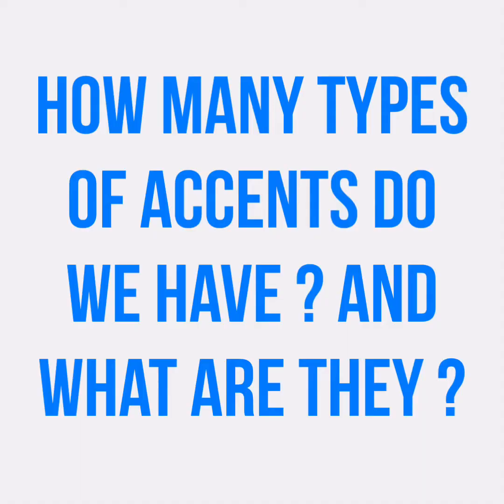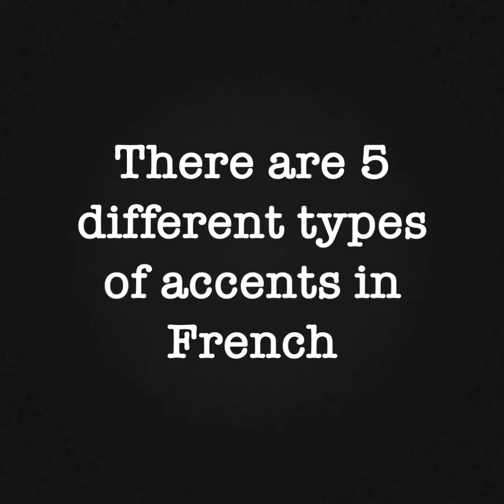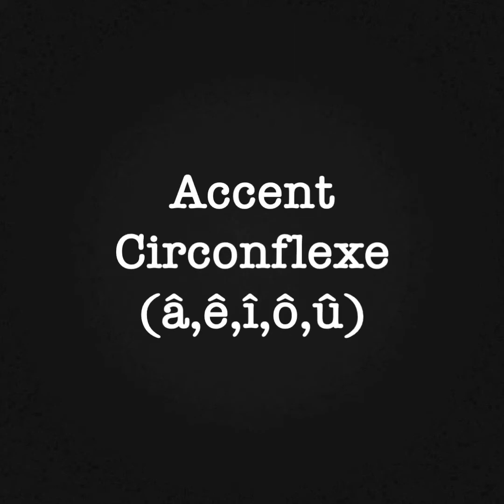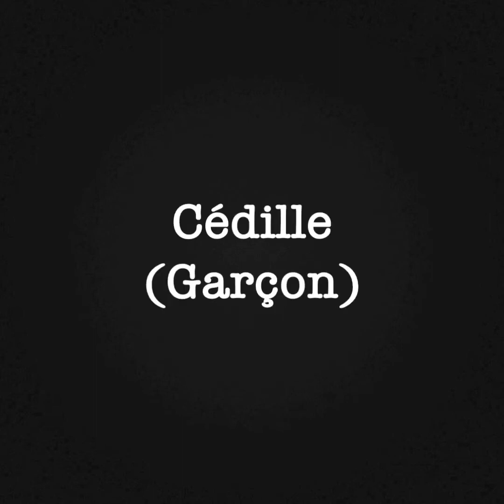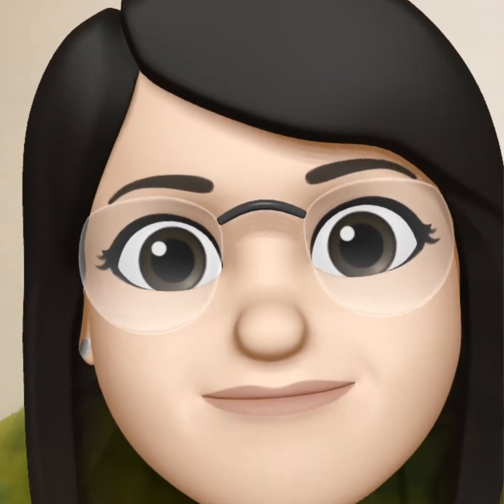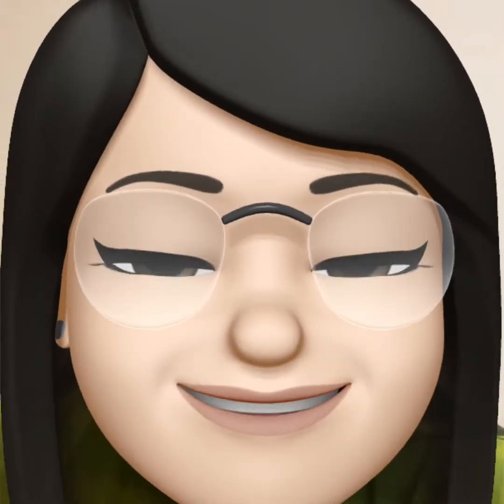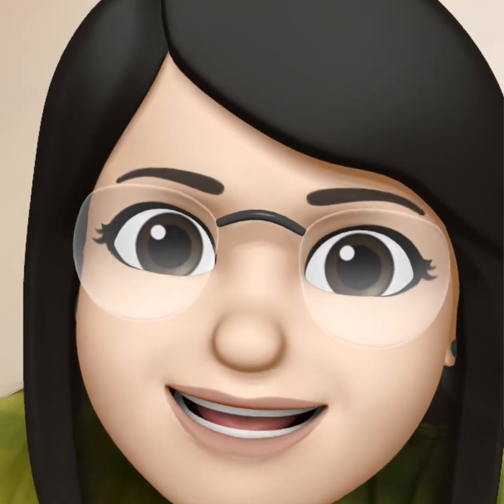So, the moment we talk about accents, most of us have this curious question popping up. How many types of accents do we have and what are they? There are 5 different types of accents in French and they are accent aigu, accent grave, accent circonflexe, tréma, cédille. So, having seen the 5 different types of accent, let me give you a brief description about each accent.